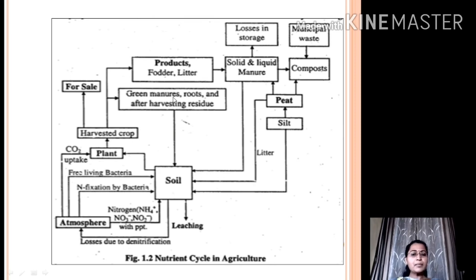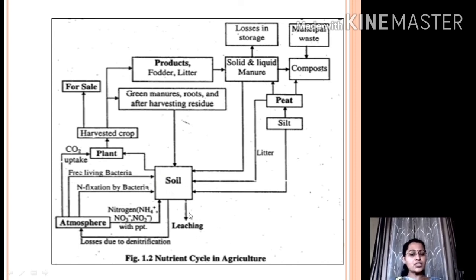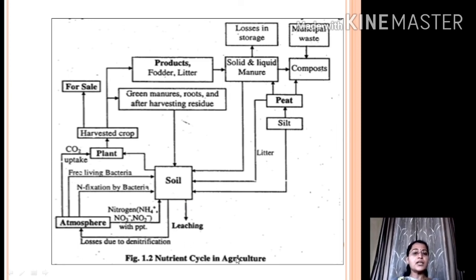The second part, green manures, roots and after-harvest residues, also go towards the soil. Then the solid and liquid manure is converted into compost, and municipal waste is also converted into compost. Along with that, silt is converted into peat, and peat is either converted into compost or used in solid and liquid manure. It is also directly used in the soil. From the soil, some amount of nutrient also gets leached during irrigation. This is the overall nutrient cycle in agriculture.